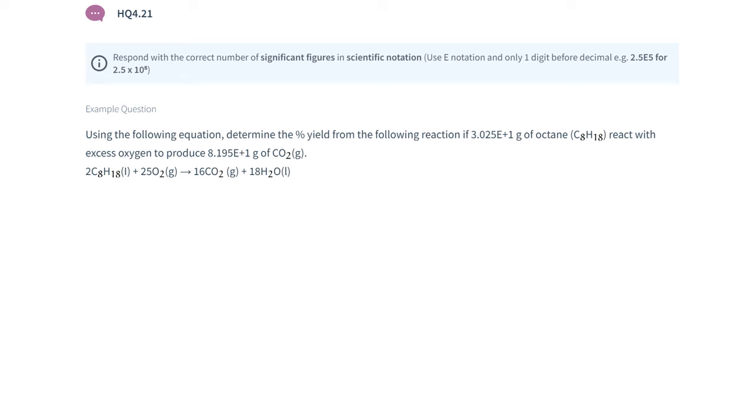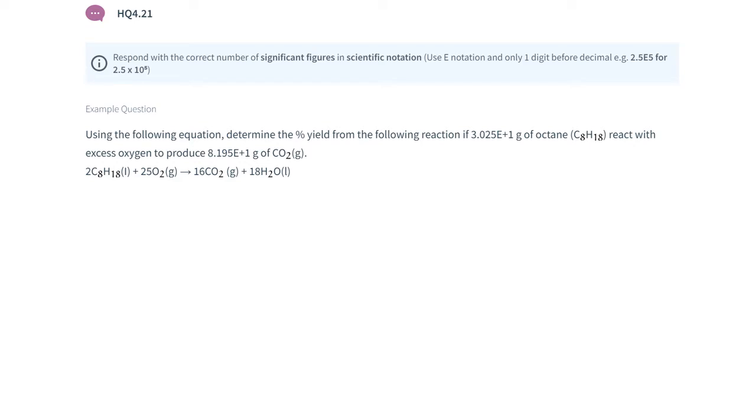Today I'm going to be working out a homework solution to question 4.21 from the Top Hat homework, which is: using the following equation, determine the percent yield from the following reaction if 3.025 times 10 to the first grams of octane reacts with excess oxygen to produce 8.195 times 10 to the first grams of carbon dioxide.